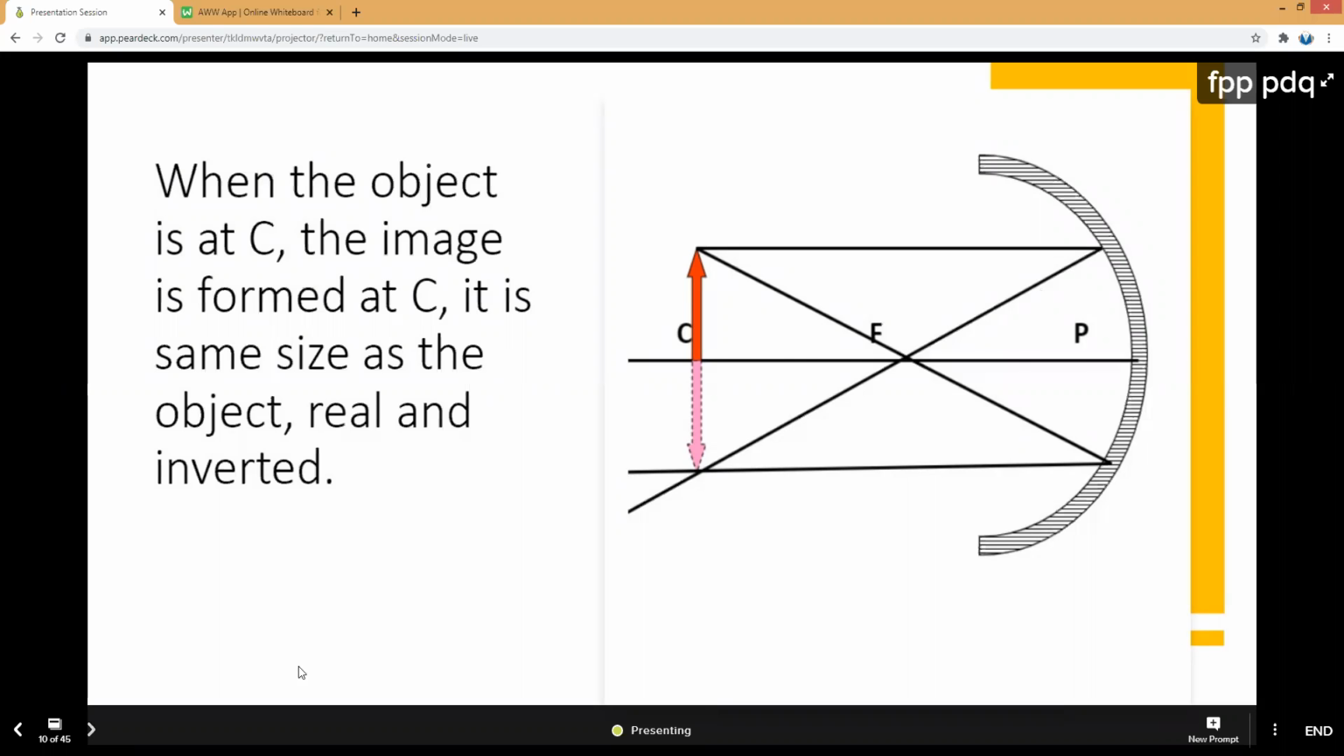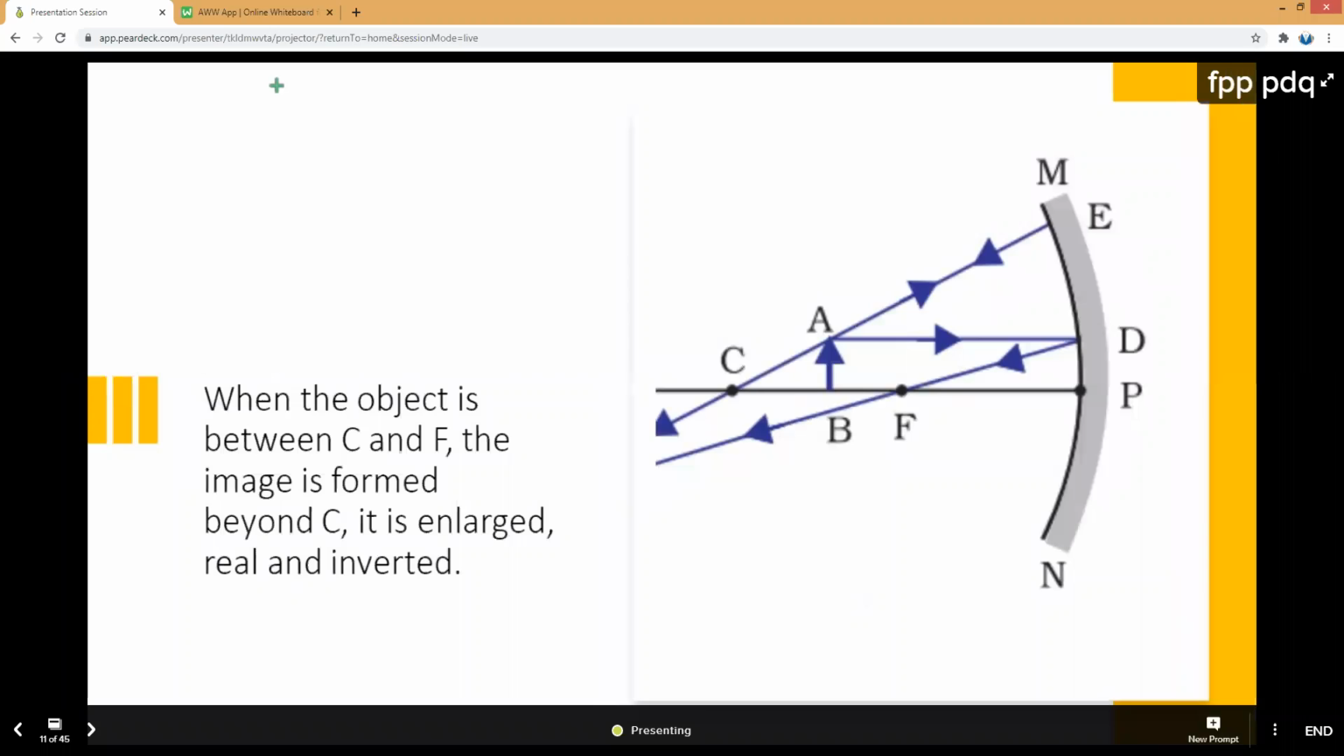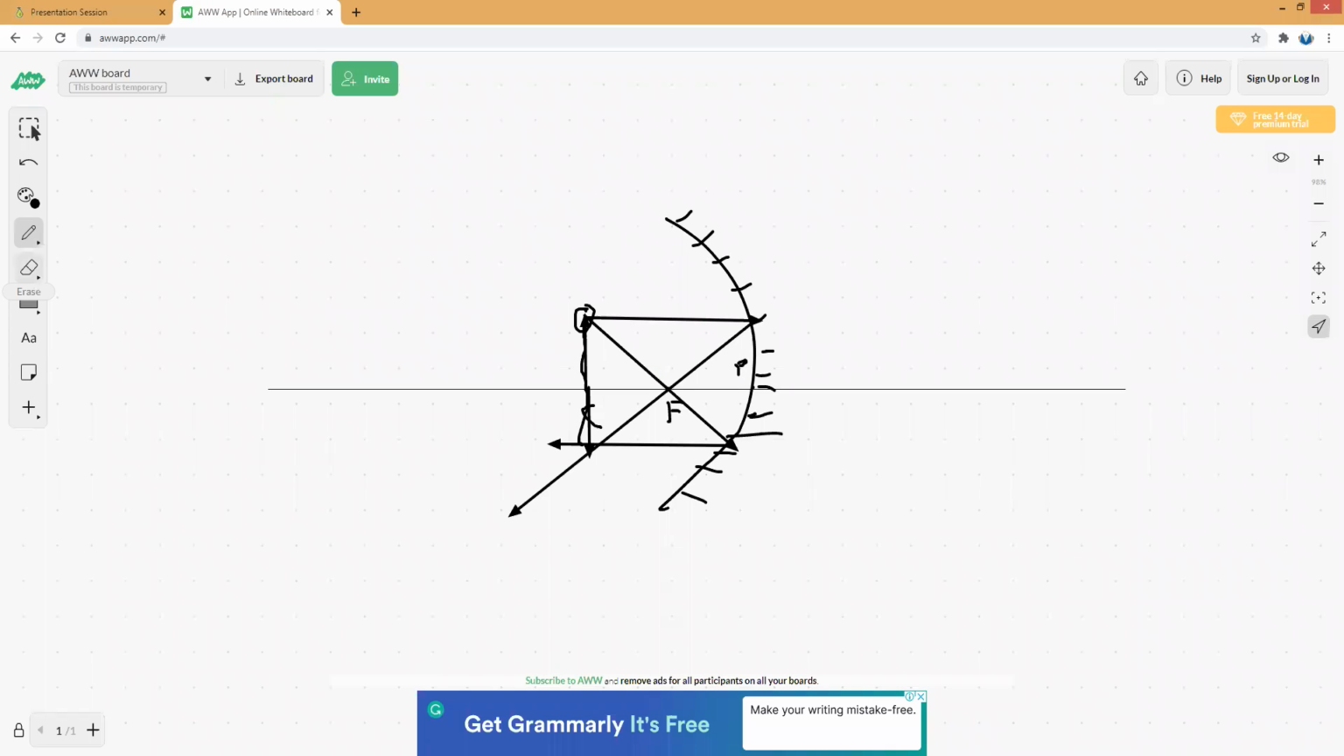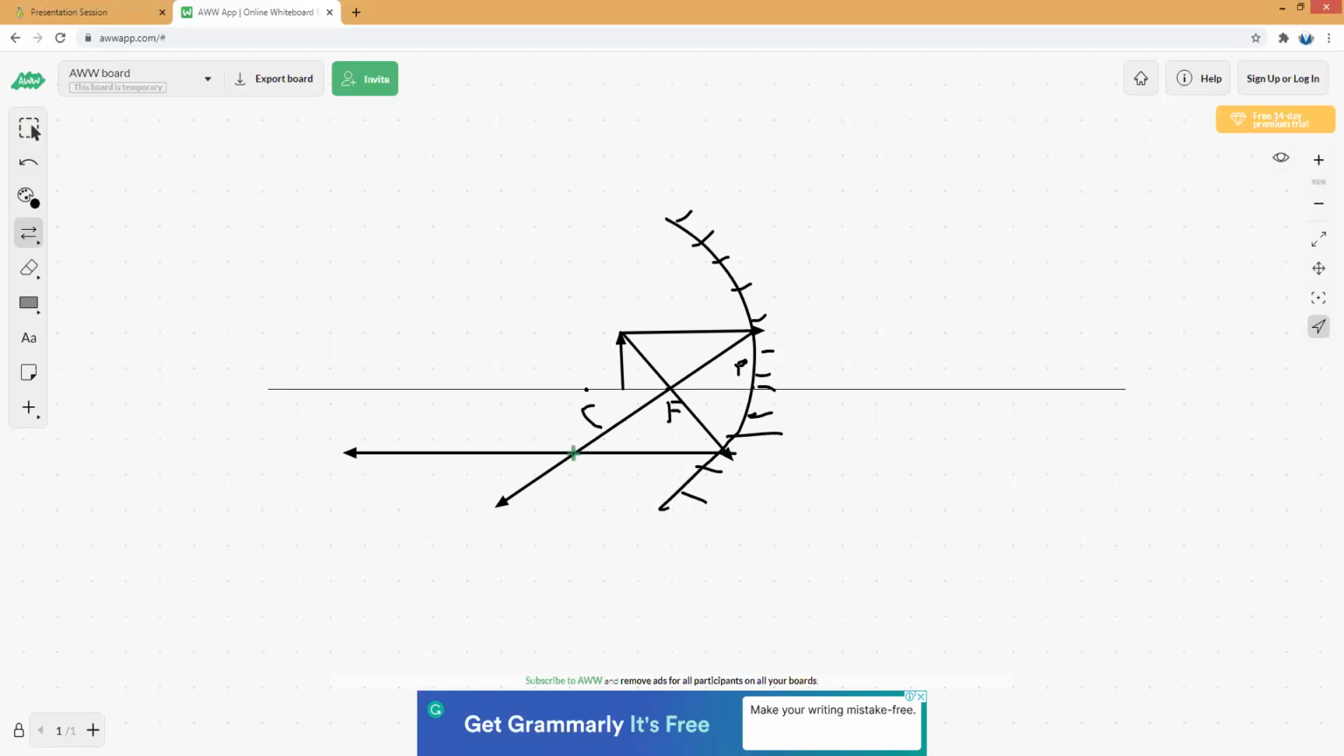Now next one is when it's placed between C and F. So it's over here. Same thing, we literally do the same thing. Okay, our image is formed, and where is it formed? Can anyone tell? I'm going to point it out, but Fabio, can you tell where the image is formed? Beyond C. That's exactly right. So it's just beyond C.